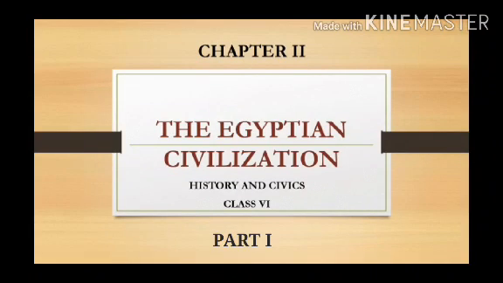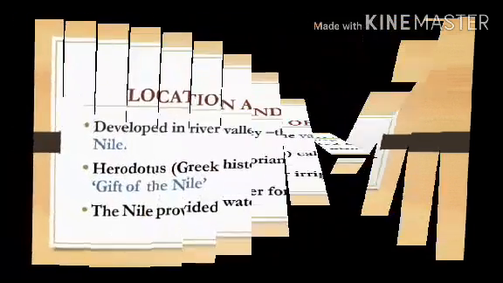Hello everyone. Today we are going to cover chapter 2, the Egyptian civilization from your class 6 history and civics. Let us begin with the location and origin.